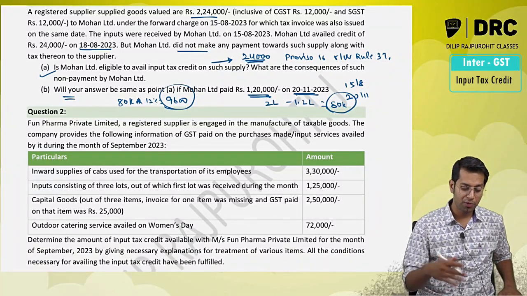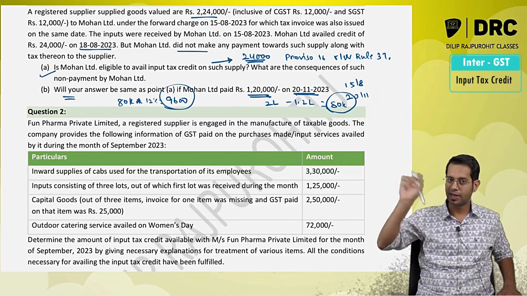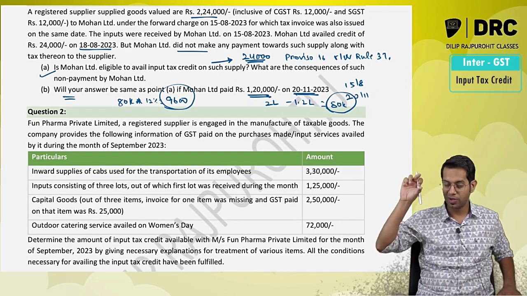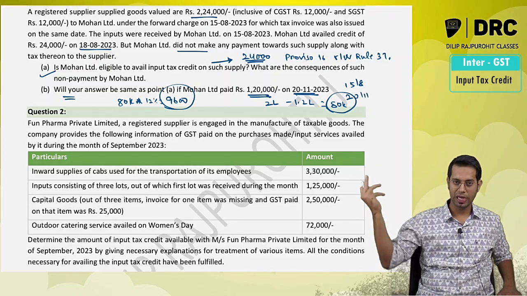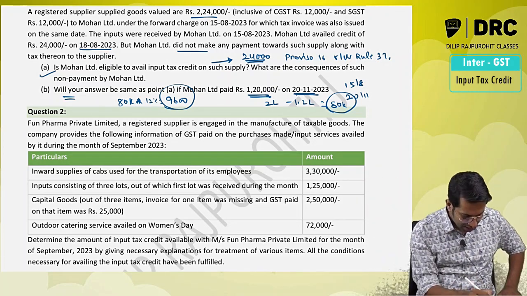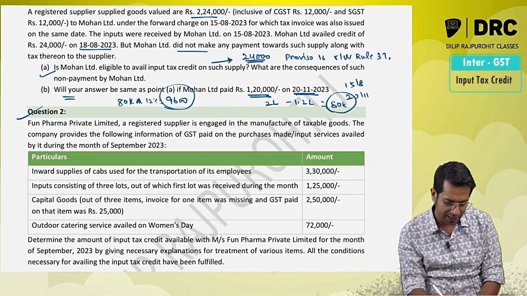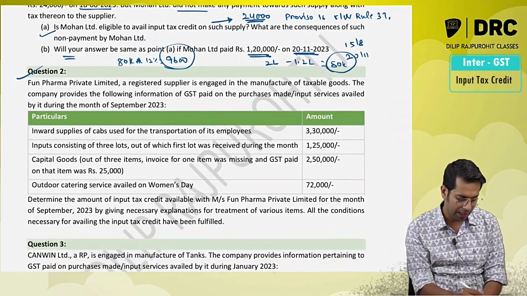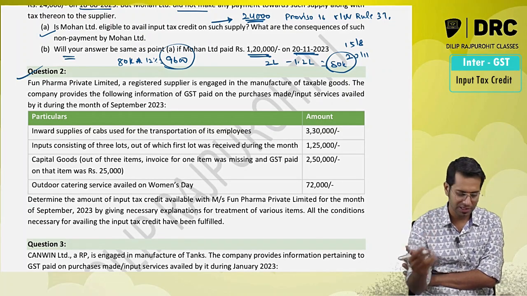So please note, when I am saying it, it looks very simple. I mean, writing this is very difficult. Very difficult in the sense it will almost cover one full page. Your answer will almost cover one full page. Then Fun Pharma Private Limited, a registered supplier engaged in supplier... They have given the details of purchases. Now you should tell whether he can take input tax credit or not.